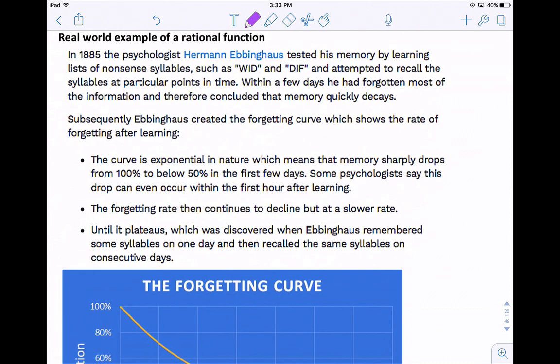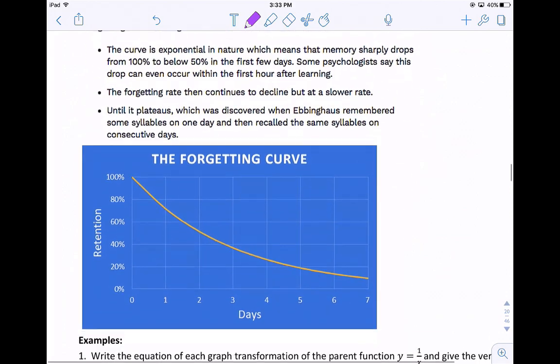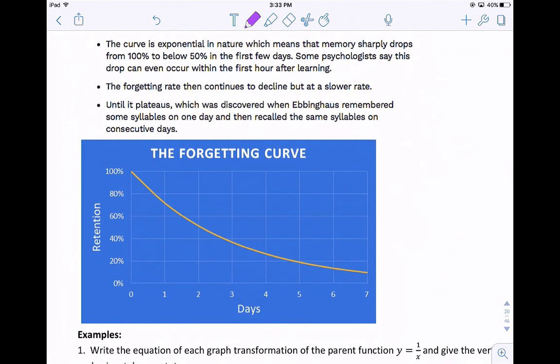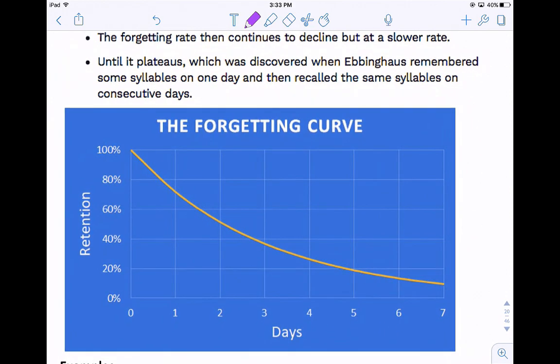Hermann Ebbinghaus tested memory, and he learned that there's this thing called the forgetting curve, which is your retention of knowledge is strongest right when you learn it, but then it decreases as time goes on.